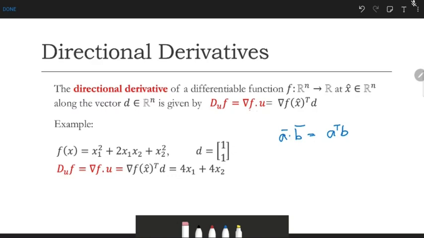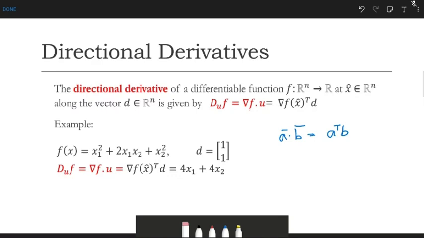Let me verify it once again. I mentioned that u must be a unit vector, but in this case, u is d here, and d is not a unit vector. There might be a mistake. Directional derivative, unit vector. Let me verify it for you. Yes, it should be a unit vector. So this slide is wrong.